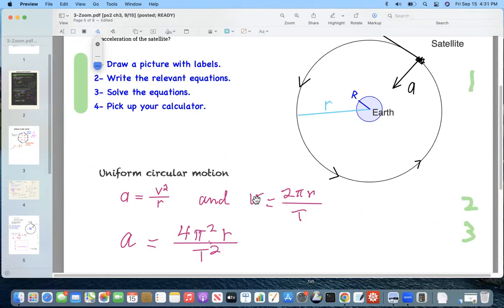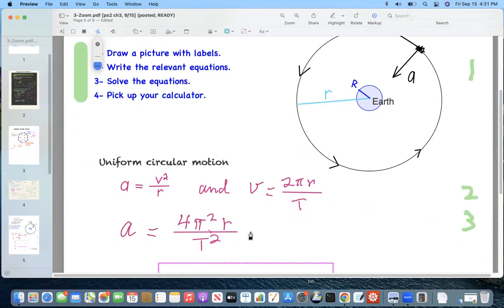We have the other equation. V is 2 pi r over T. So if I want to know A, I take this squared, divide by r. I'll have r squared divided by r. There'll be r in the numerator. 2 pi squared is 4 pi squared in the numerator, and T squared in the denominator.